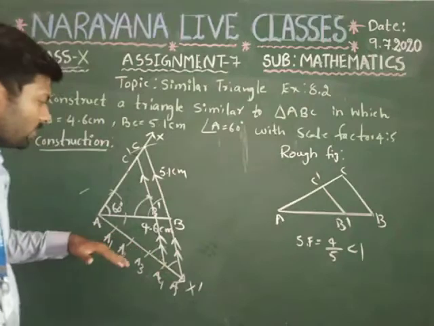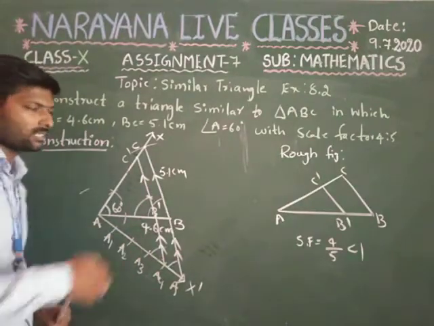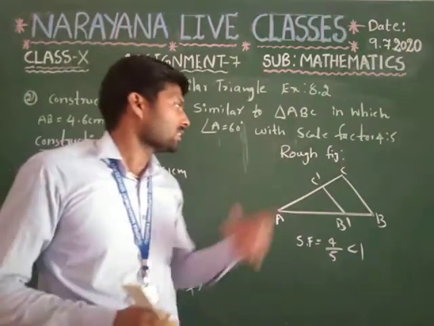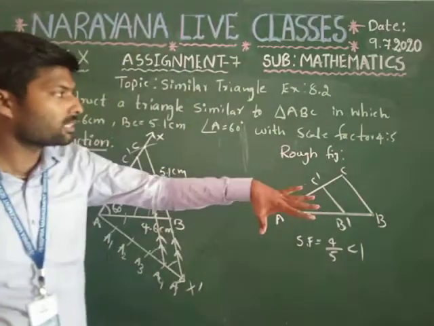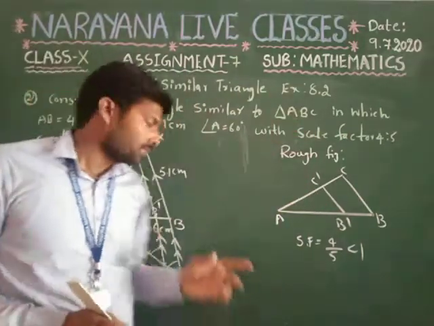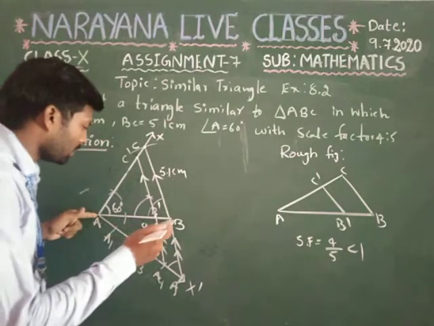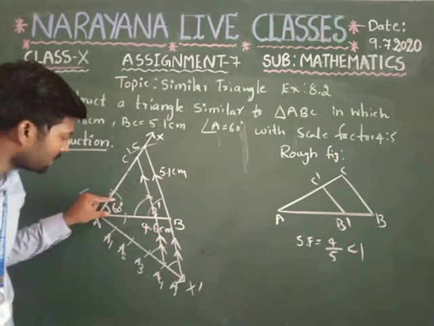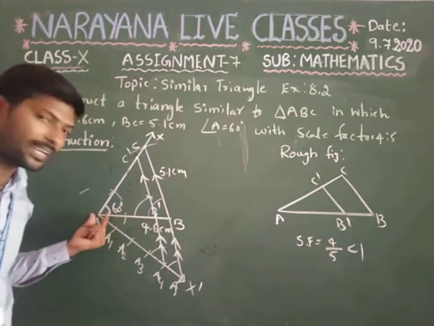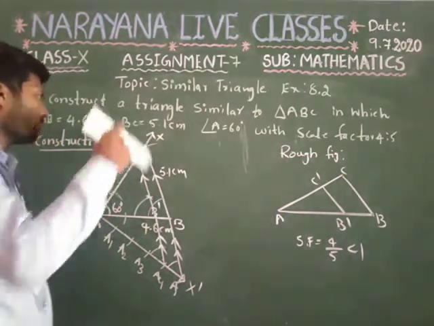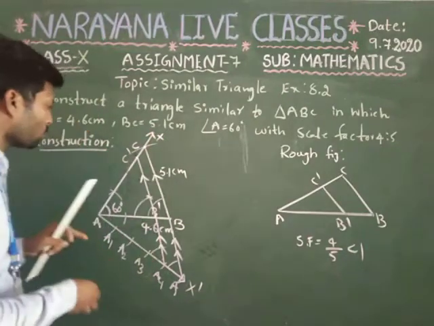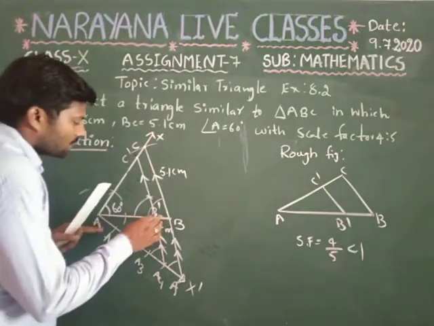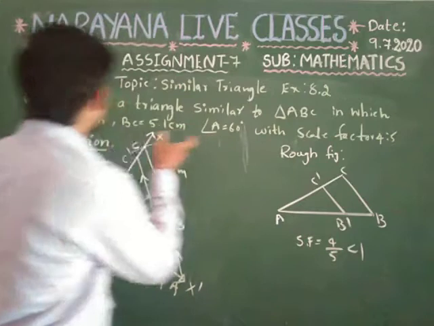So likewise, you have to write the steps of construction. The first point is to draw the rough figure and label it based on the given measurements. Then draw a line segment AB whose length is 4.6 cm. Again construct a 60 degree angle with respect to AB at angle A and draw one ray which is AX. And also, take point B as a center. So how much radius is it?